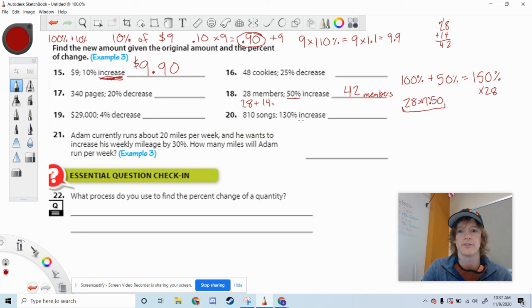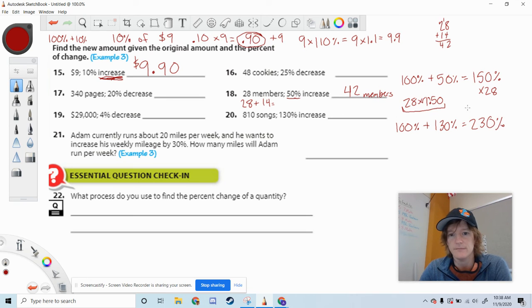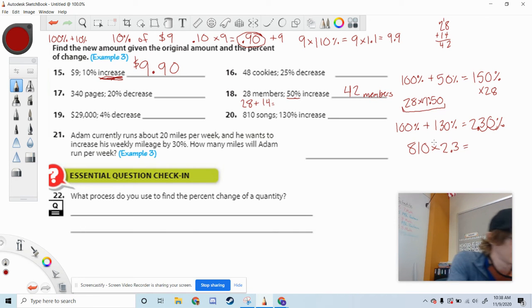We're doing a 130% increase. So we're going to start with 100%, and we're going to increase by 130%. So that's a total of 230%. So we can do 810 times 230%, which is 2.3. And we're going to get, well, 810 times 2.3 is 1,863. 1,863 songs. Don't forget your labels on these.